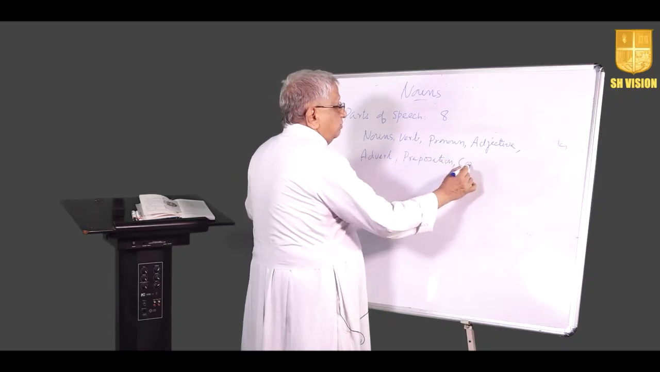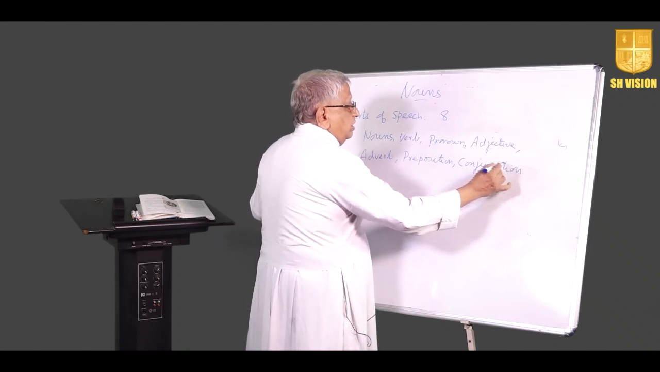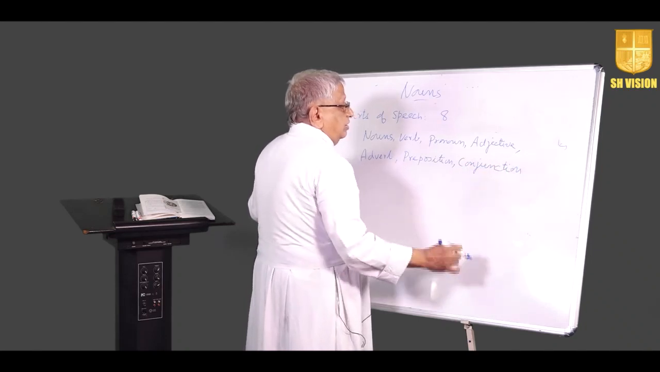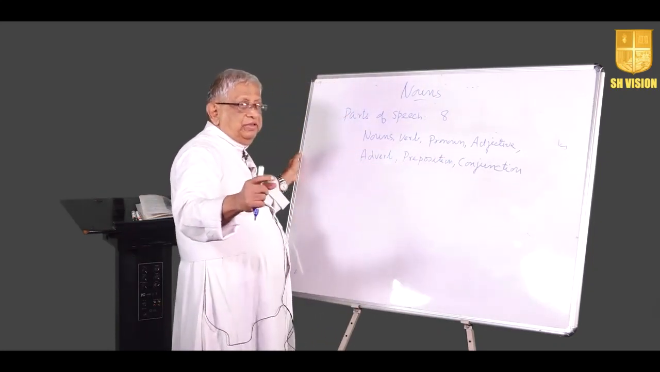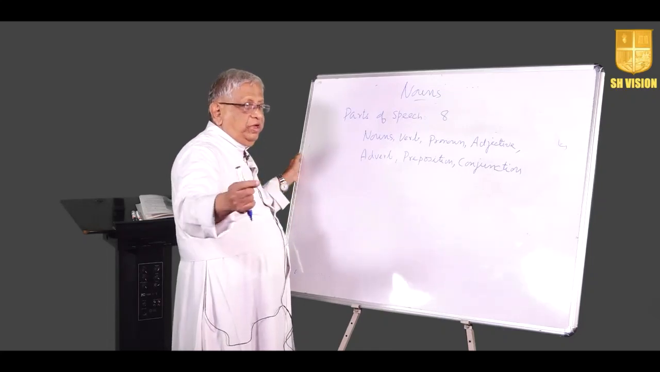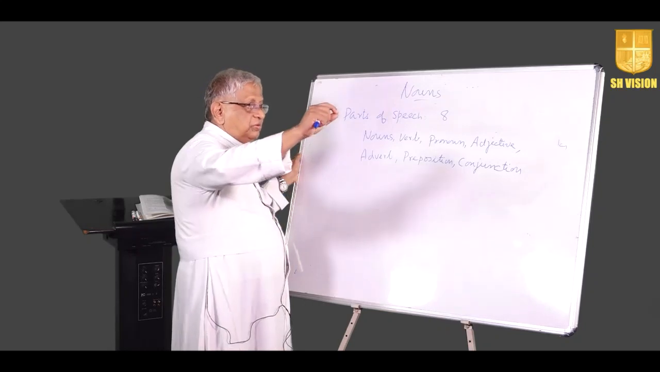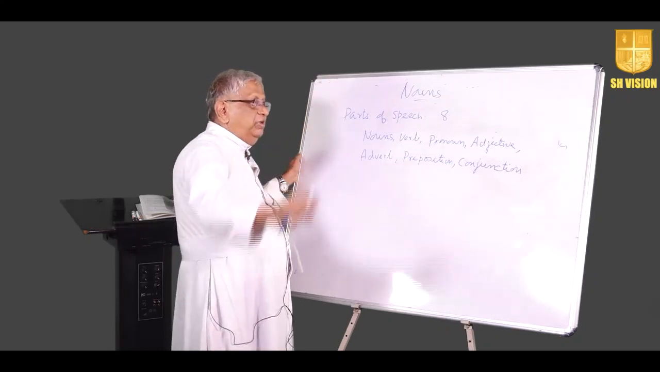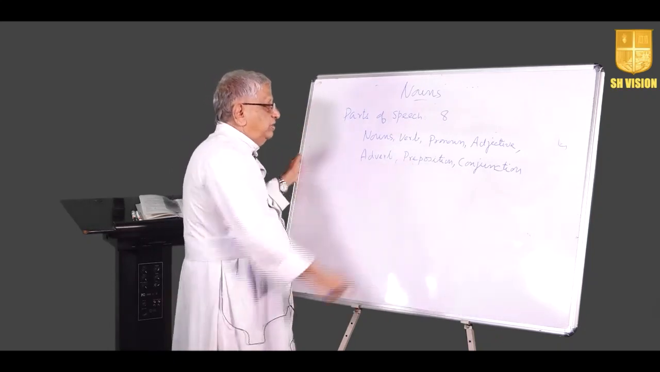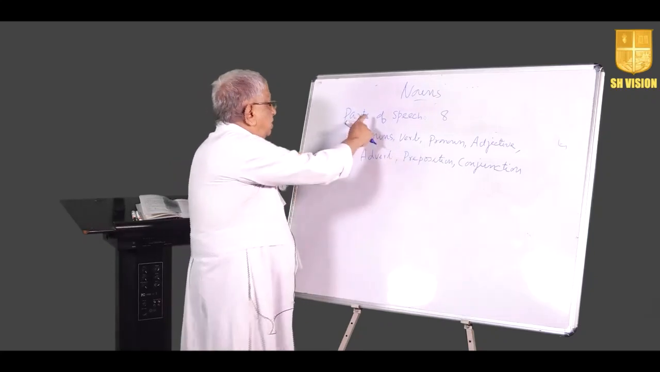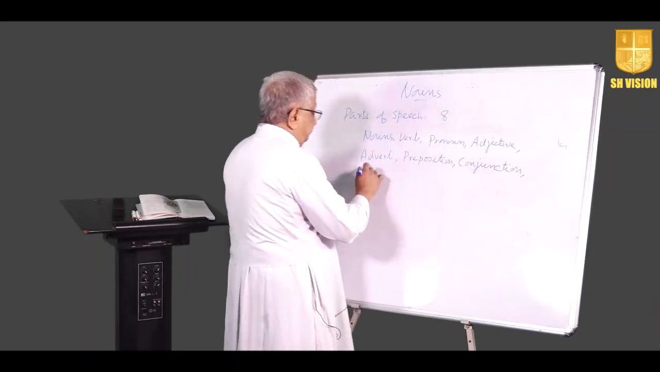Then conjunction. A conjunction combines two words or two sentences. And, or, where, when, etc. are conjunctions. Peter goes to the school and he learns the lesson. And he learns. So that 'and' is a conjunction. That is also a part of speech. Then interjection.